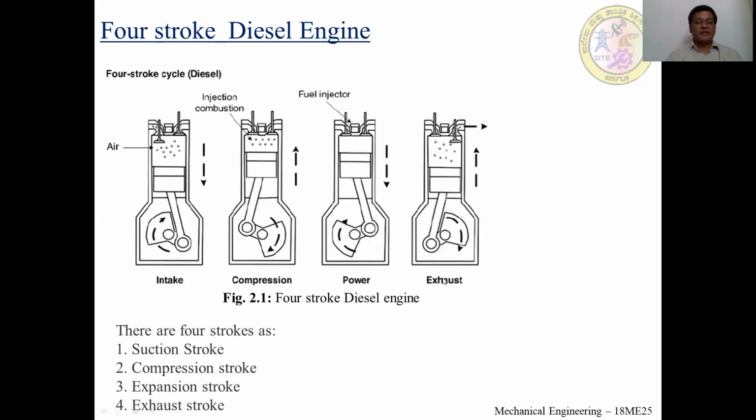And the last one, the fourth one, is the exhaust stroke. At the beginning of this stroke, the piston remains at BDC, and during this stroke, the piston moves from BDC to TDC. Regarding valves in this stroke, the inlet valve is closed and the exhaust valve is open. When the piston moves from BDC to TDC, the exhaust gas after combustion is sent to the atmosphere through the exhaust valve. So this is about the exhaust stroke.